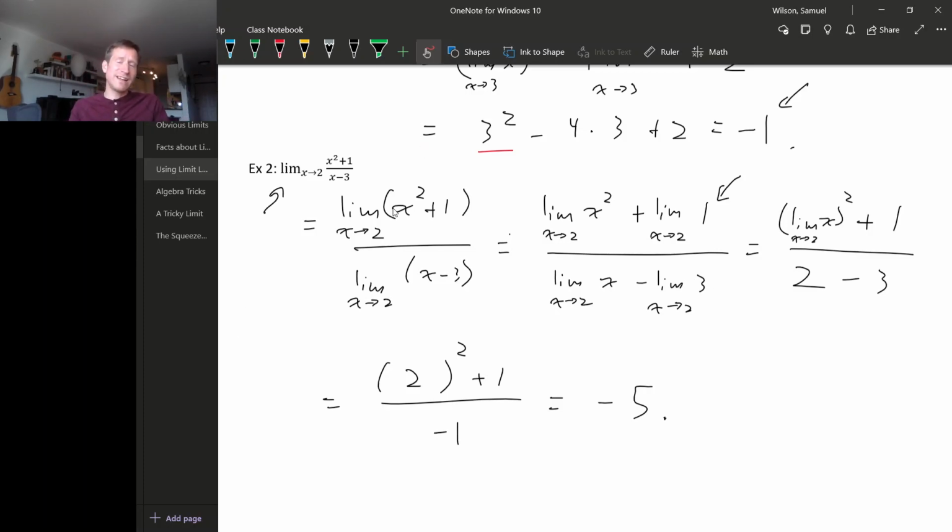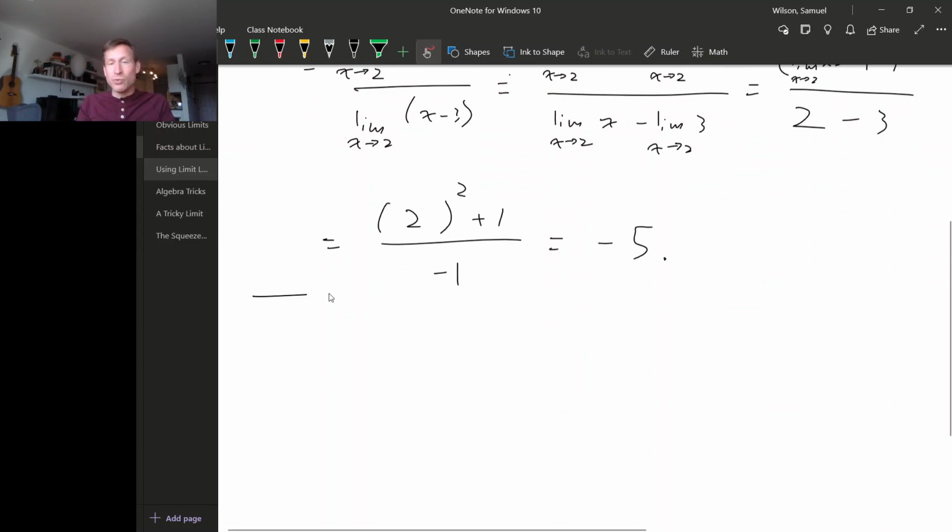You can see that in a lot of cases, we can just use the limit laws to pull apart this expression until we get to our basic limits, where we're taking the limits of constants and the limits of just x.